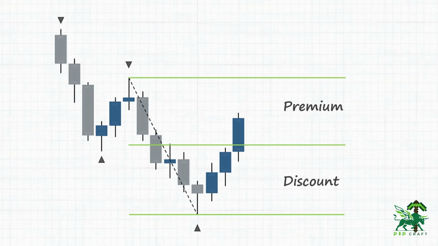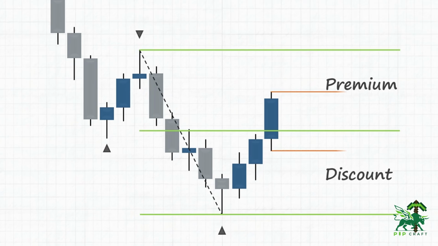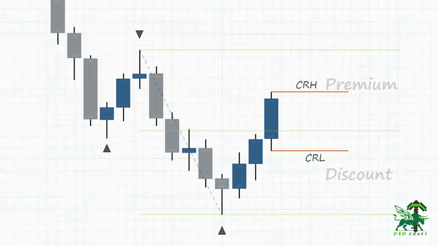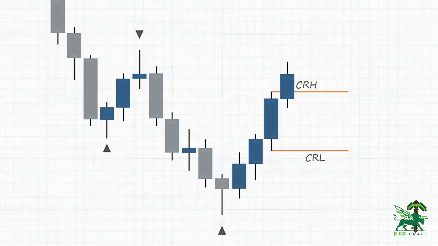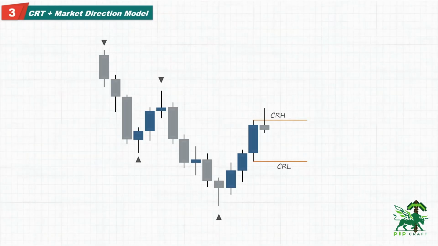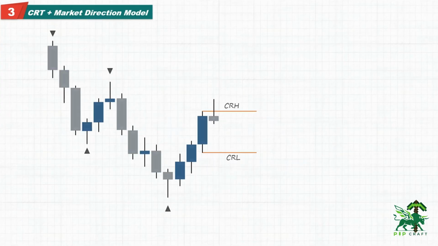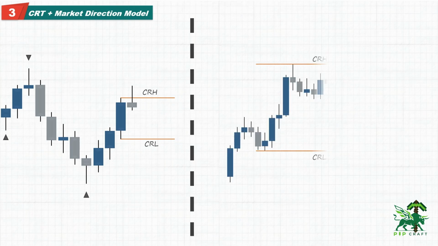Once price enters this premium area, we apply the CRT model. But this time, we only focus on bullish candles within the correction. Just like before, we mark the high and low of each bullish candle and wait to see how the next candle behaves. If the next one breaks and closes above the range, the setup is not valid. But if it sweeps above and then closes back inside the range, we have a valid CRT signal in line with the bearish trend.